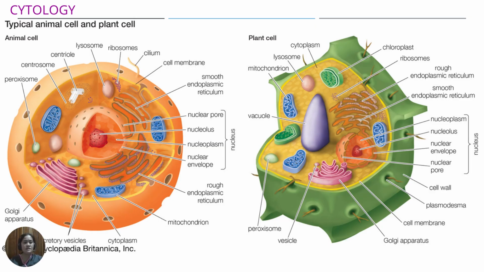So, cytology. The typical animal cell and a plant cell. Itong orange, yan yung animal cell, and then the green one is the example of a plant cell. So, makikita natin yung pagkakaiba dyan ng animal and plant cell.